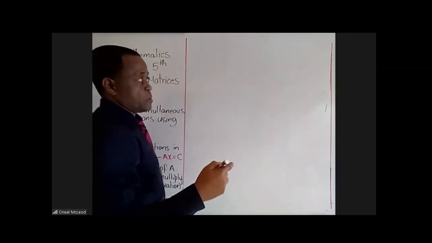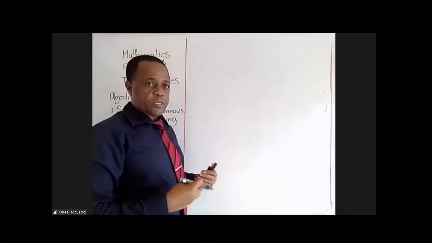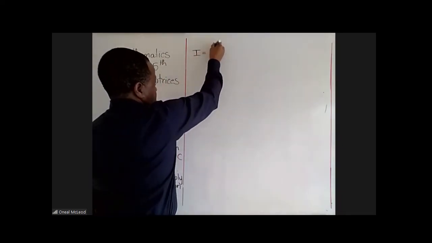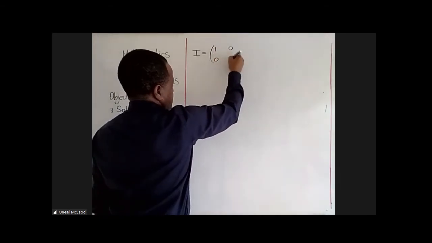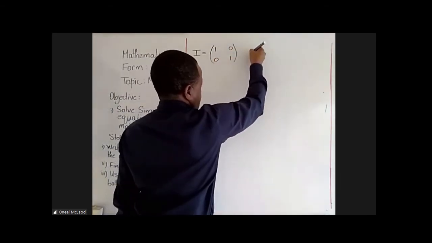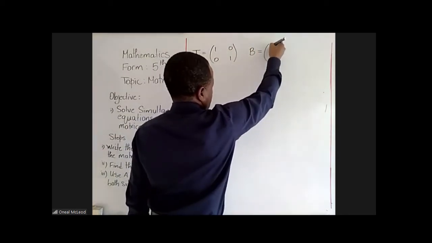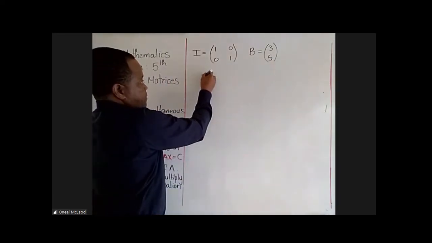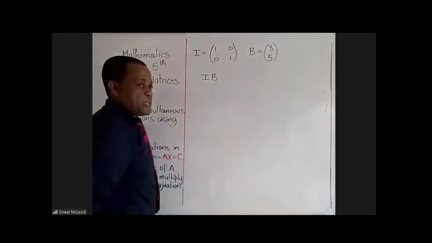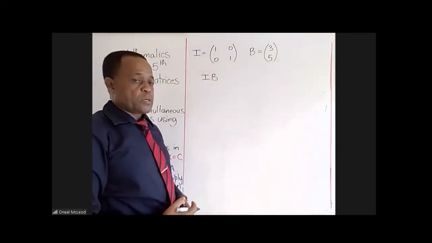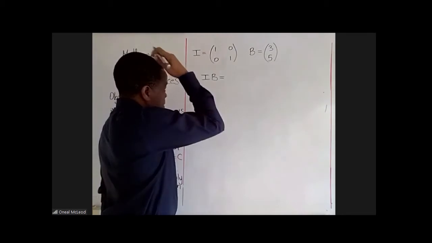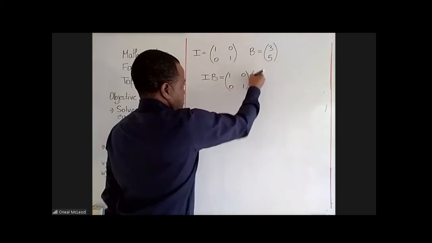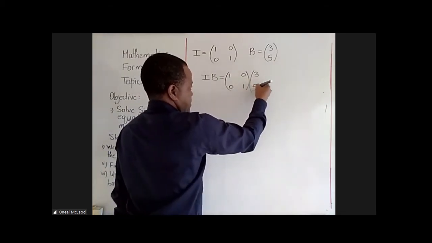Now let us see what takes place when you're using the unit matrix to multiply. Now, if I give you the unit matrix I, which is equal to 1, 0, 0, 1, and I give you a matrix B, and B is equal to 3, 5, and I ask you to find the matrix product IB. Now, the matrix product IB would be 1, 0, 0, 1 times 3 and 5.